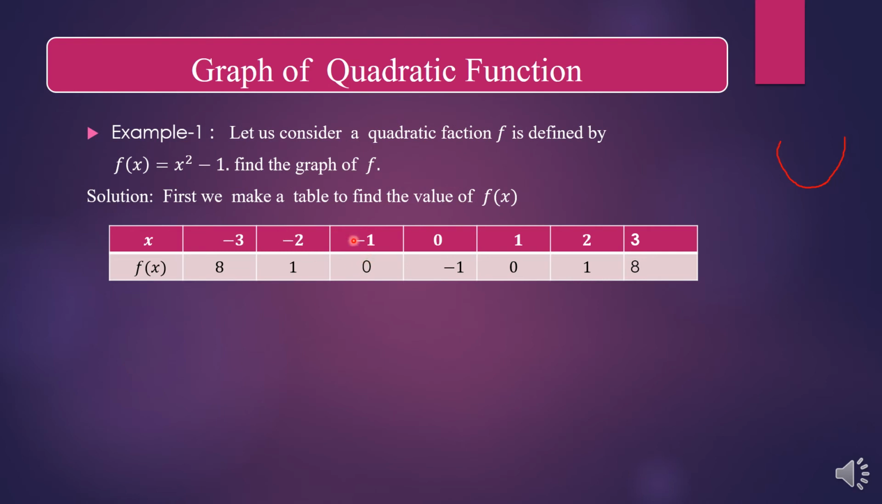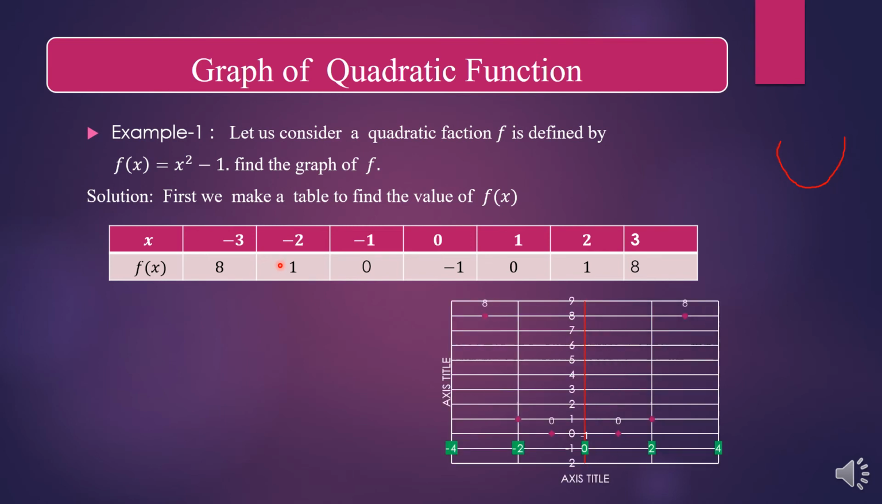When we put 0 here, we will get minus 1. Similarly, when we put 1, it will give us 0. And if we put minus 1, because of the square, it will give us 0 again. And similarly for 2, 3 and minus 2 and minus 3. So we got the function values, the output of the function.